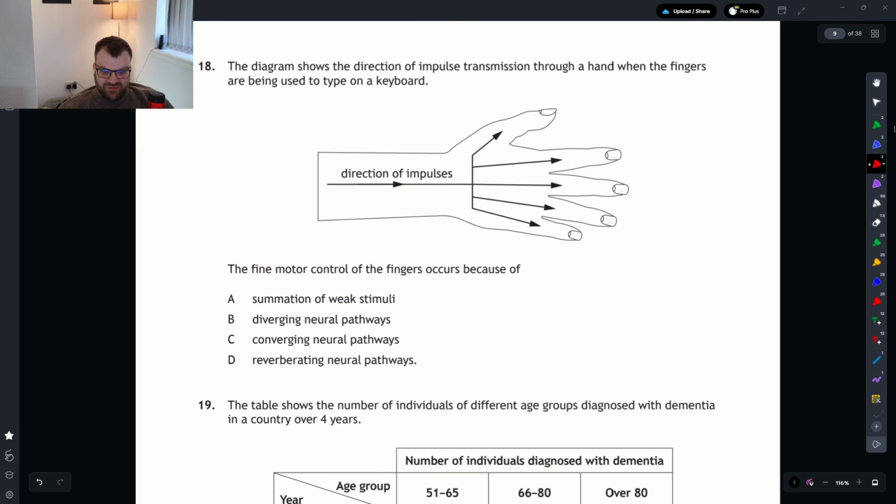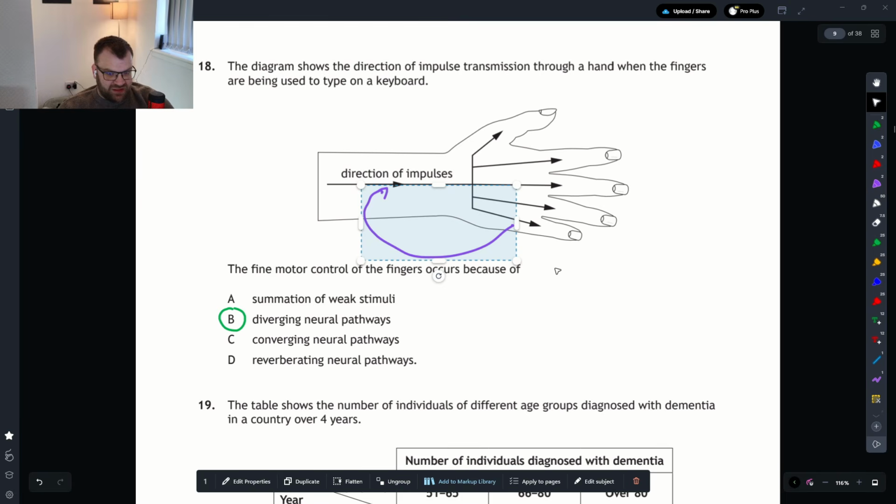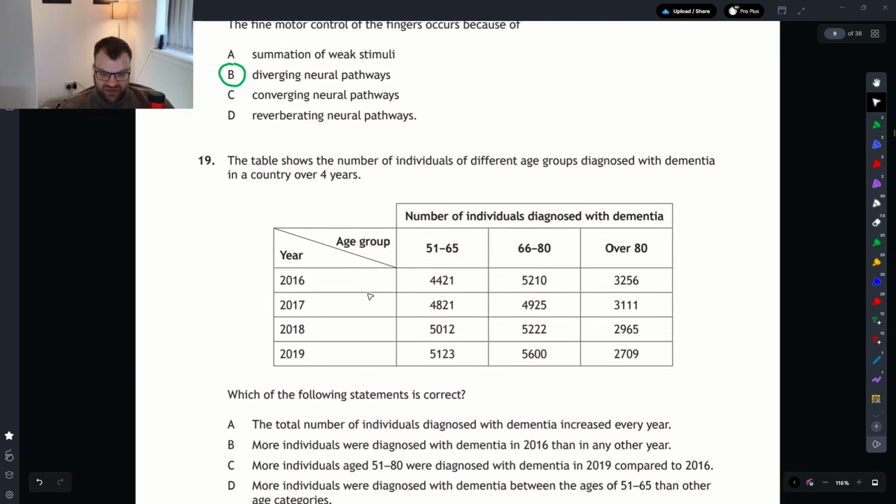18, fine motor. Well, we have one signal coming in and it's splitting apart. That is divergent neural pathways. Summation of weak stimuli would be if those ones were all coming together, which is not what's happening. That's also converging, so those two mean the same thing. And then for reverberating, I would need to see signals going back and keeping that loop going, which isn't what's happening. So B for that one.